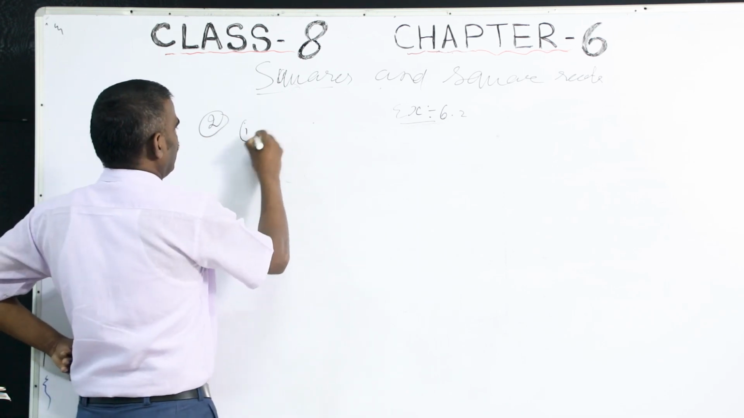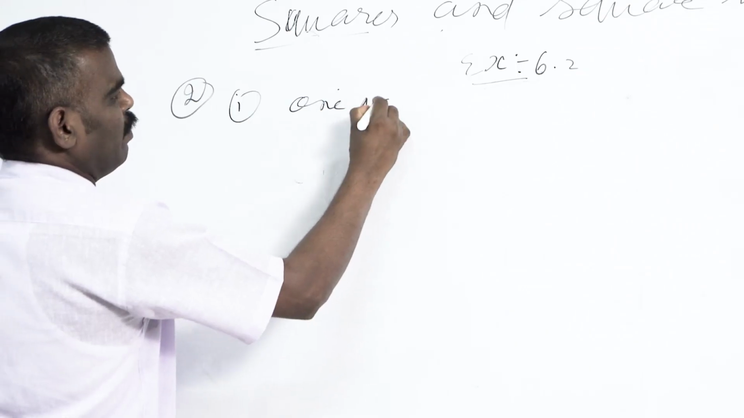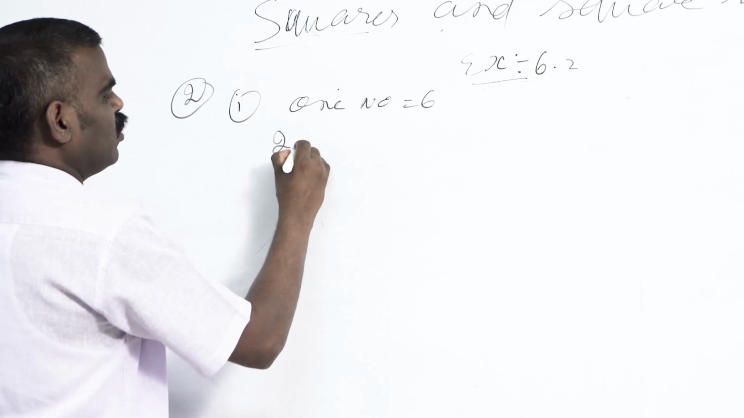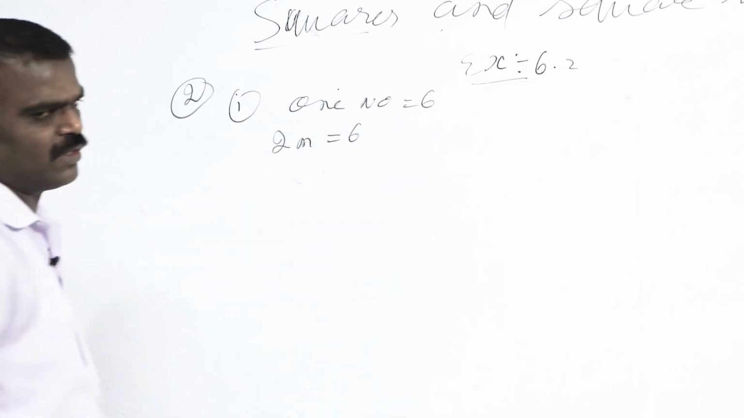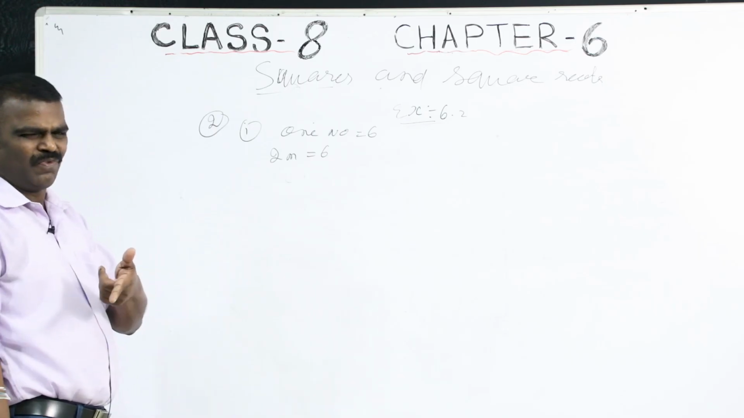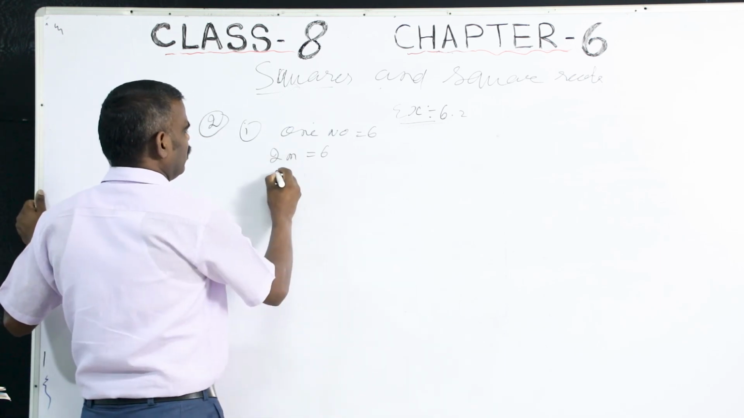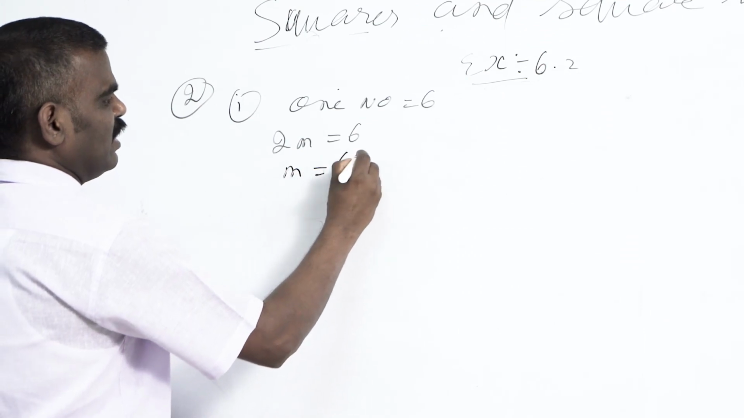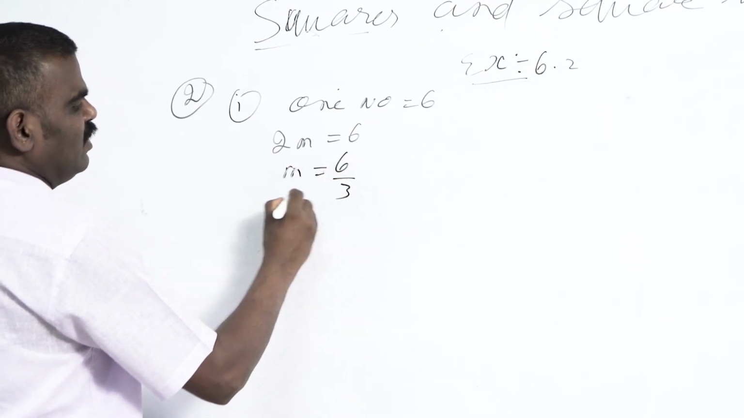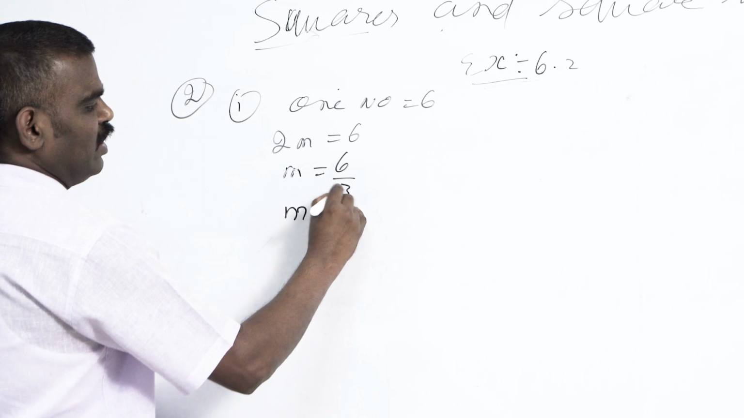Whose one number is 6? One number is equal to 2m. 2m is equal to 6, given. I think this question will take a few minutes before we are done. But anyway, once we will do. So m is equal to how much? 6, other side divide. M is equal to how much? 3, common term.